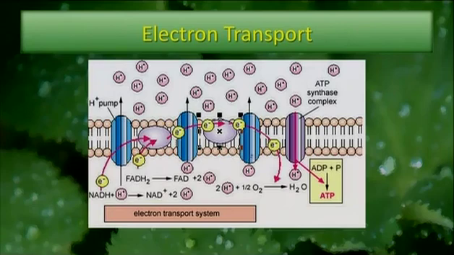So the hydrogen ions are pumped against the concentration gradient from an area of lower concentration to an area of higher concentration into the intermembrane space, and at this high hydrogen ion concentration they diffuse back through the ATP synthase or ATPase to form ATP.